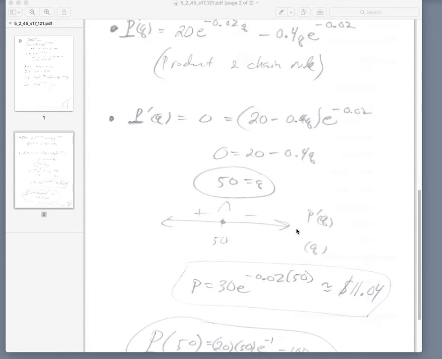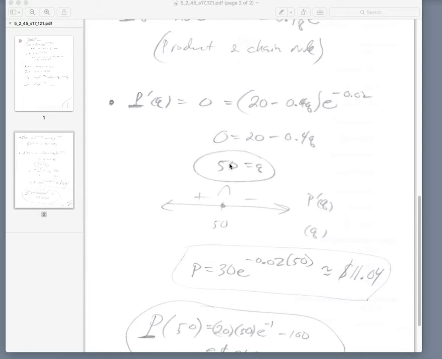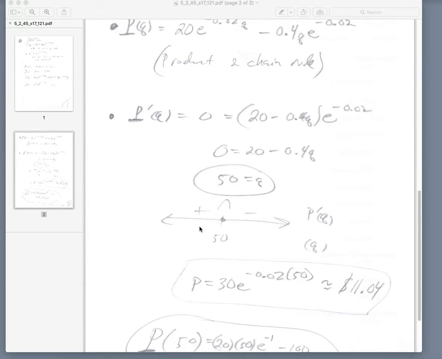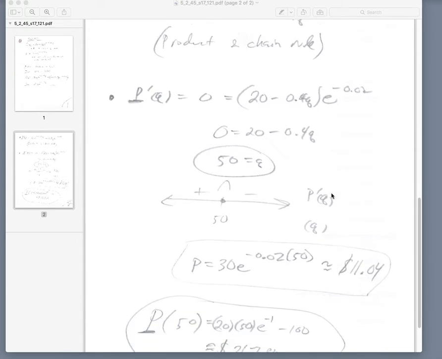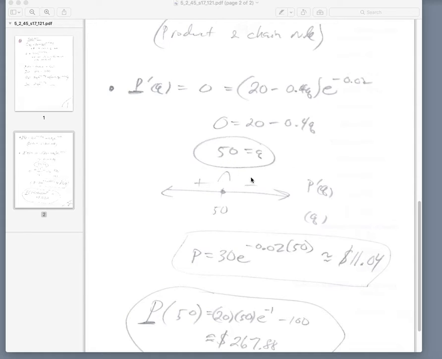Okay. And now we just have to realize that this quantity Q equals 50 is a maximum value. If you actually looked at the derivative values here on either side of 50, if you plug in a number less than 50, you get a positive value for P prime. So profit's increasing before 50 and it's decreasing after 50. Okay. And so yeah, this was really a maximizer quantity, 50 units.